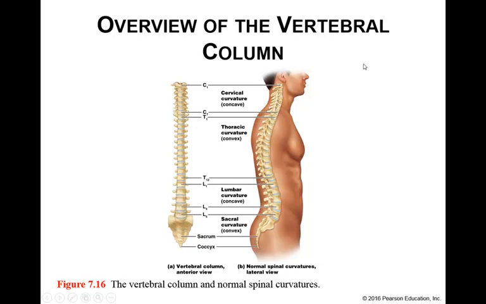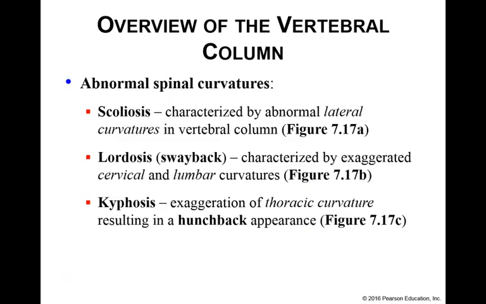Alright, so again, your C-shape, your thoracic and sacral are primary, and then cervical and lumbar are the secondary curvatures. You also sometimes have some abnormal spinal curvatures. Everyone, you probably have heard of scoliosis. That's an abnormal lateral curvature in the column. Lordosis, which is sometimes called swayback, is when you have an exaggerated either cervical or lumbar curvature. And then kyphosis is also called hunchback, and that's when you have the exaggeration of the thoracic curvature, and then of course it kind of gives you that hunchback appearance.